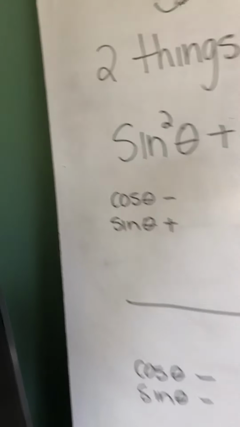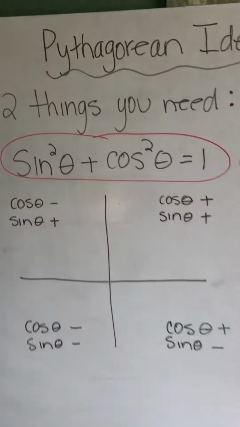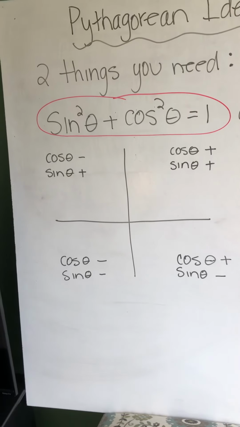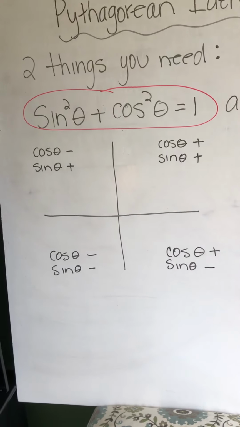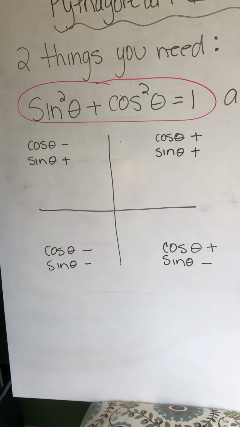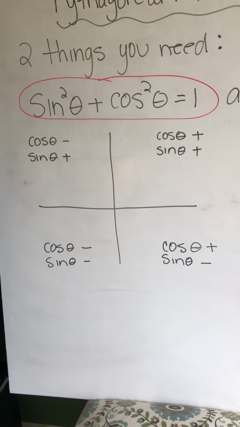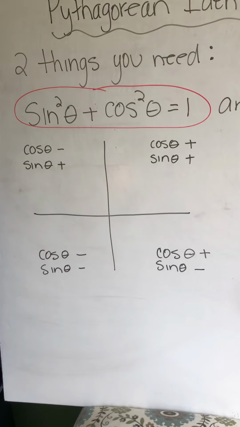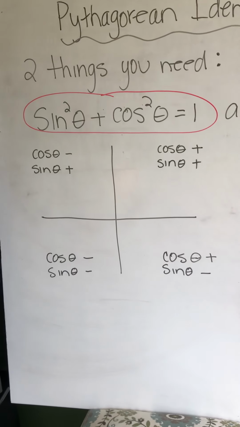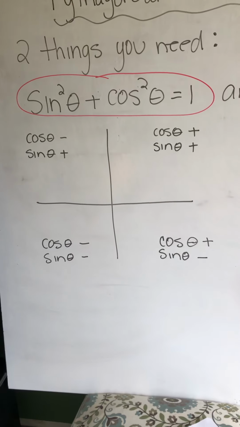I'll circle in red. The big Pythagorean identity is sine squared plus cosine squared equals 1. So if you take sine of an angle and you square that amount, plus you take cosine of the same angle and you square that amount, when you add them up, you'll get 1. Now, here's the second thing you need to know.